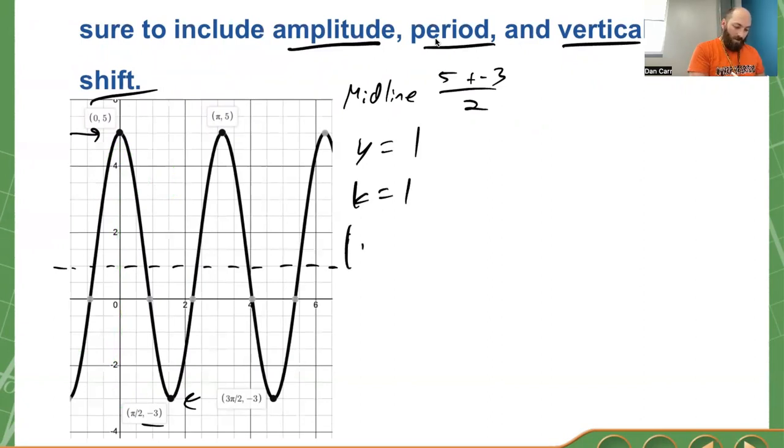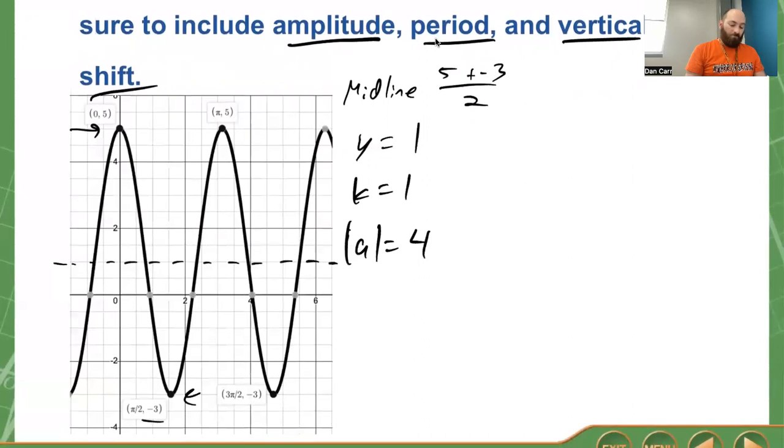My amplitude, as I just showed, is 4 because that's how far away it is going from 1 to 5 or 1 down to -3. Okay, either way, it's a distance of 4 for that amplitude. The last thing I need to do is find the b value.